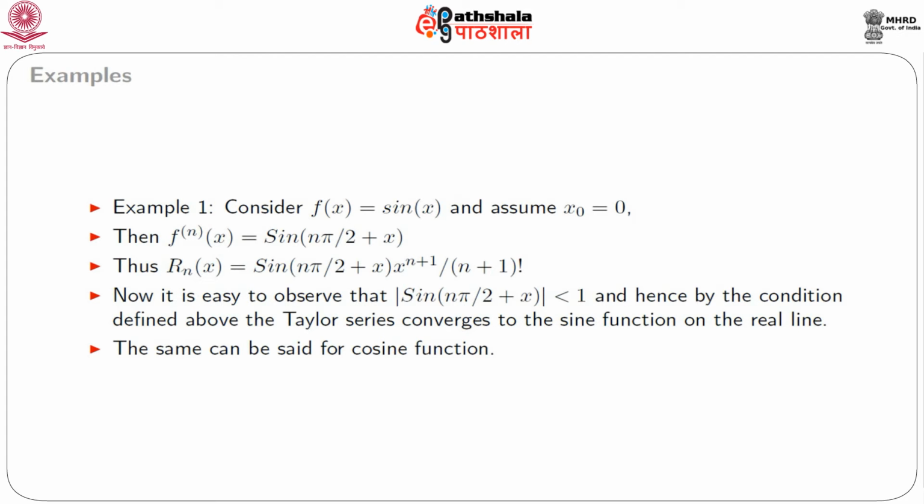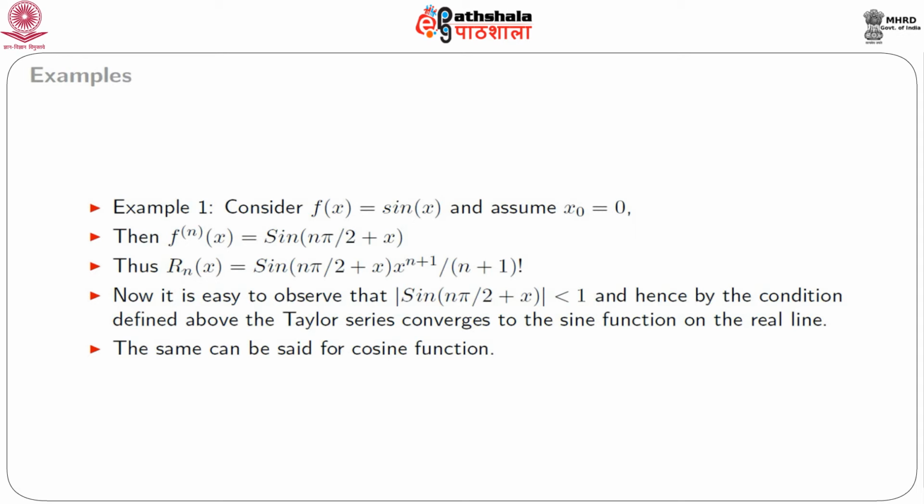So, first consider the function sin x and assume x not equal to 0. Now, the nth order derivative of sin x is known to be sin(n pi by 2 plus x). So, in this case, the remainder after nth term, that is Rn(x), comes out as sin(n pi by 2 plus x) multiplied by x to the power n plus 1 divided by (n plus 1) factorial.